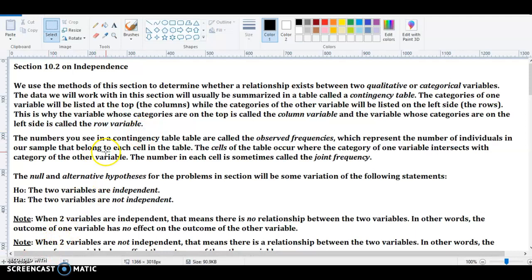The numbers you see in a contingency table are called the observed frequencies, which represent the number of individuals in our sample that belong to each cell in the table. The cells of the table occur where the category of one variable intersects with the category of the other variable. The number in each cell is sometimes called the joint frequency.